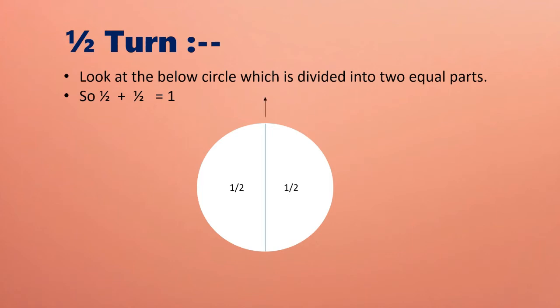Now take a figure here. The starting position of the figure is here. After 1 by 2 rotation, that means one complete half circle, we have to rotate one half. After 1 by 2 rotation, the figure will be here and the position of the figure you can see. Now the arrow mark is downside. So this is called half turn.